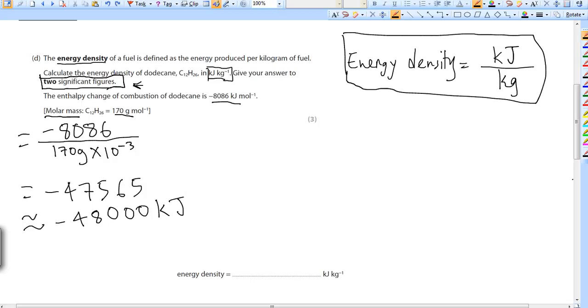The unit for this is kilojoule per kilogram. Okay, so this is how we're going to solve this problem.